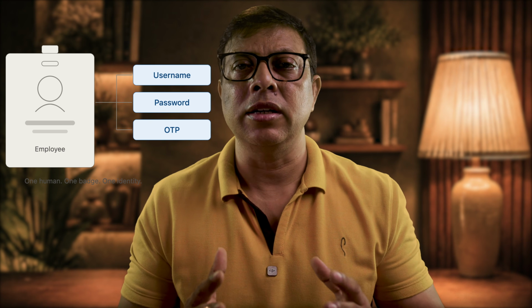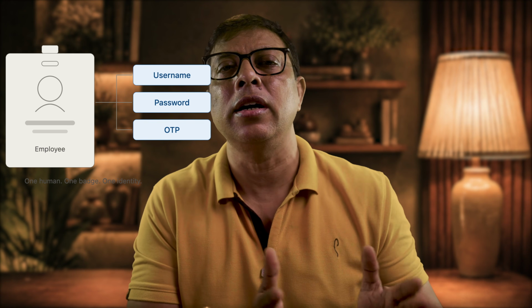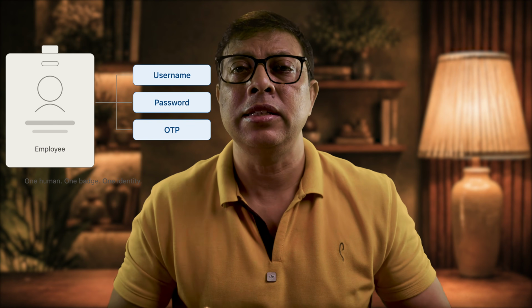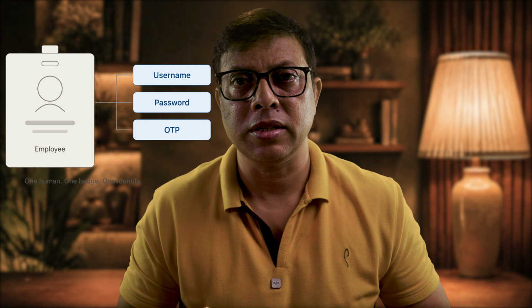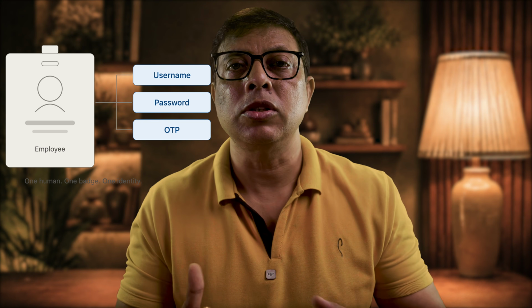To understand why we were so unprepared for that, we need to look at how identity security was built. Think of your company like an office building. Every person who walks in needs a badge, a username, a password, an OTP on their phone. That system tracking who is allowed in, which rooms they can enter, what they are allowed to do. That is identity and access management, IAM or IDM. And for decades, it worked beautifully.